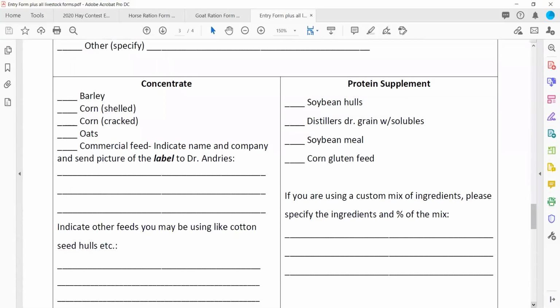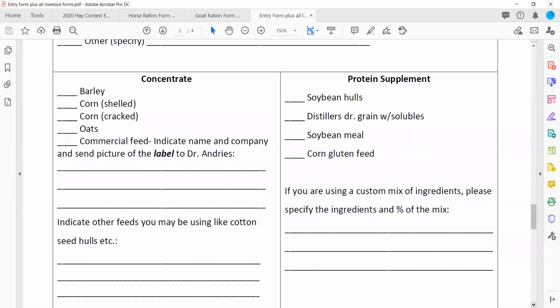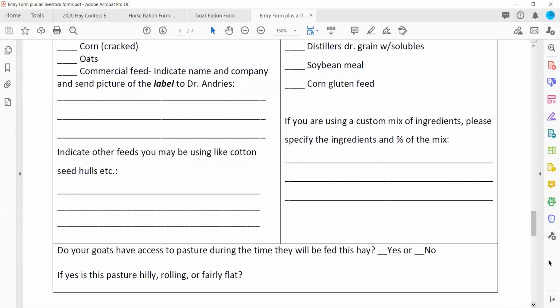Similar to cattle, we have a concentrate side and a protein supplement side, and you can see the choices that you have on the concentrate, or the energy concentrate side. Again, we've got a chance to select if we're going to use a commercial feed. If you do that, then send a picture of that label to Dr. Andrews. And again, on that digital file, make sure you associate the lab number with it. And then also any other feeds you might be feeding, like cottonseed hulls.